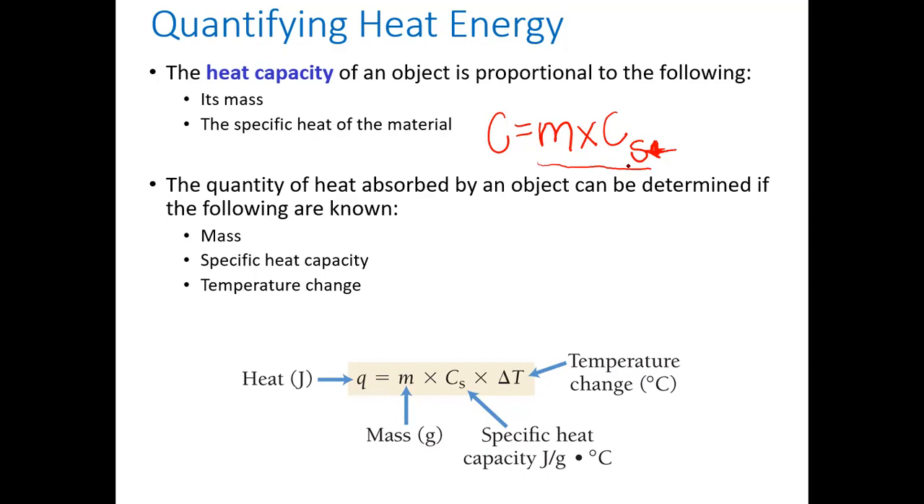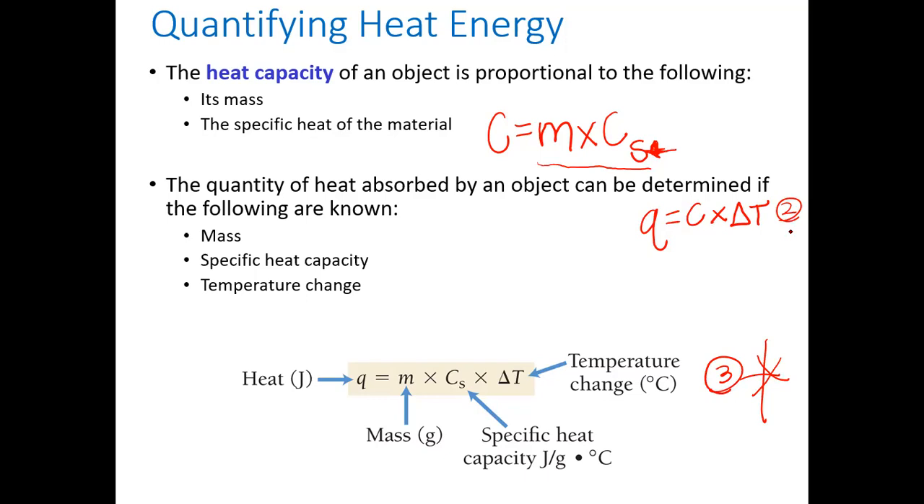Okay, so let me make sure I've told you everything. The quantity of heat absorbed by an object can be determined from the mass, the specific heat capacity, and its temperature change. So you could add Q to your formula sheet. That would be your second formula from chapter 9. This would be your third. We will use this a lot more than we will use equation 2, okay?